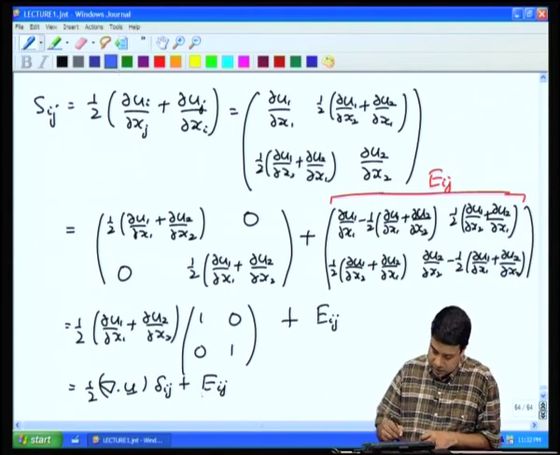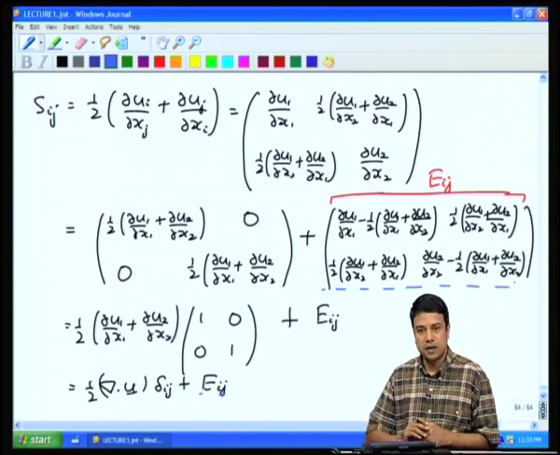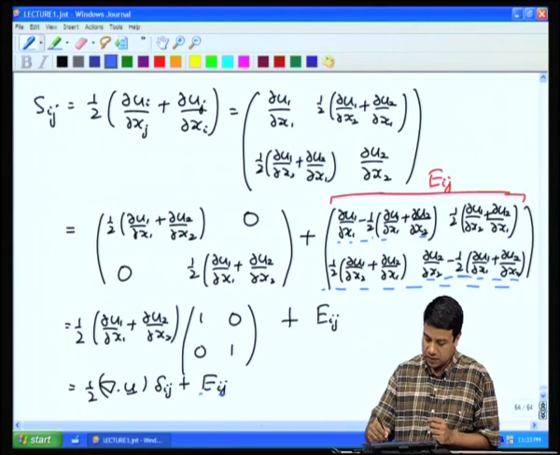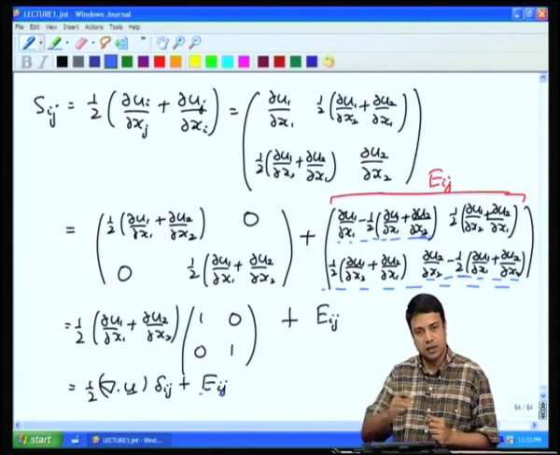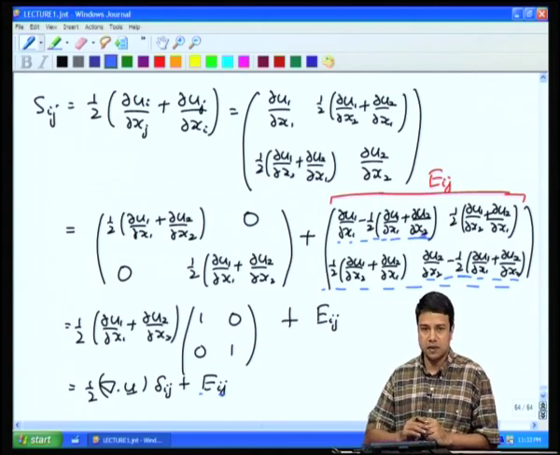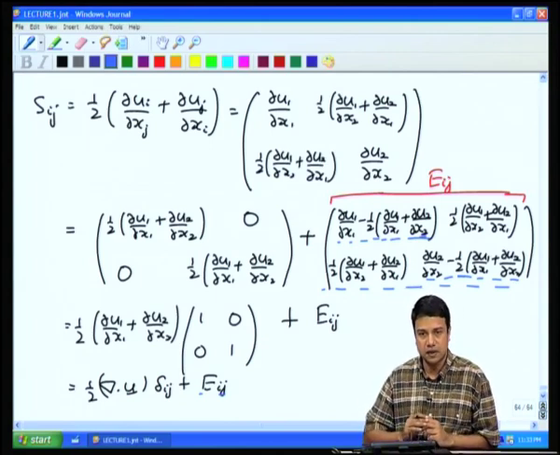This matrix, which I have written out in long form here, has the property that the trace is equal to 0. The trace is the sum of the diagonal elements, and you can easily verify that if I add up the 2 diagonal elements here, I will end up getting 0. So, this is a traceless matrix, and the second matrix is an identity matrix.